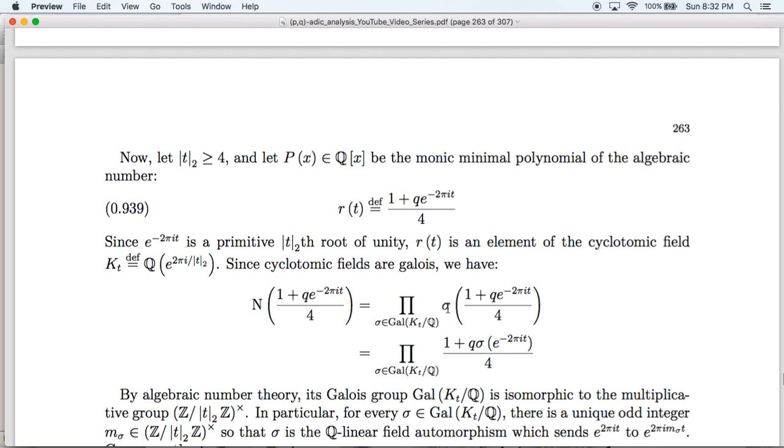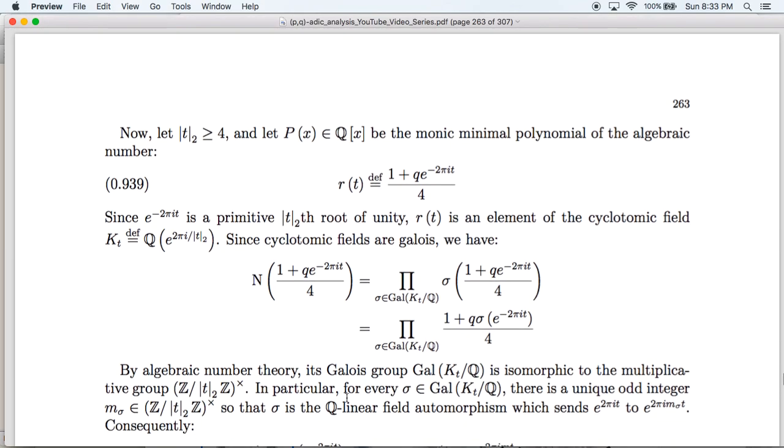And since this is a Galois automorphism over Q, it ignores this stuff and only concerns this. By algebraic number theory, we know that this Galois group is isomorphic to the multiplicative group (Z mod tZ) cross. And in particular, every sigma in this group is of the form of the Q-linear field automorphism which sends e to the 2 pi i t to e to the 2 pi i m_sigma t, for some unique integer m_sigma in (Z mod tZ) cross.